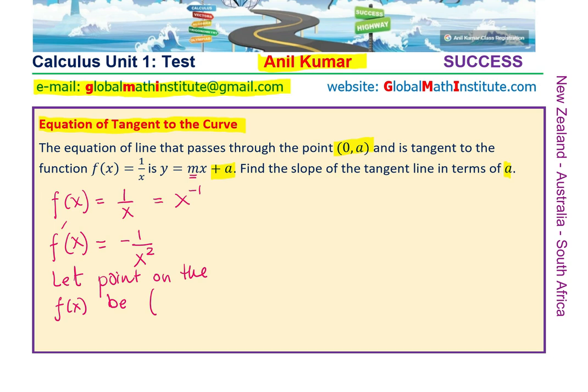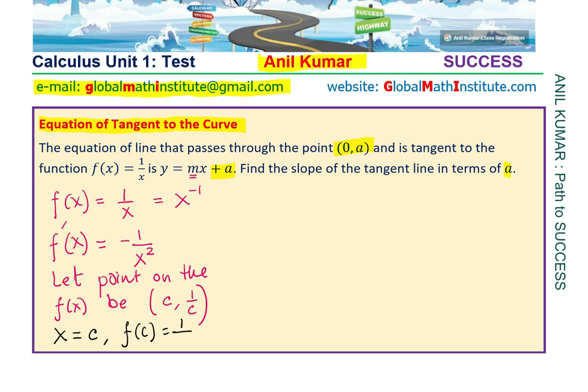So, let's say that value is c. The x value is c, then the y value will be 1 over c, because the function is 1 over x. So think like this: if x equals c, then f(c) is going to be 1 over c. Therefore, the coordinate point will be (c, 1/c). You get the whole idea, right? Great. So let's continue from here.